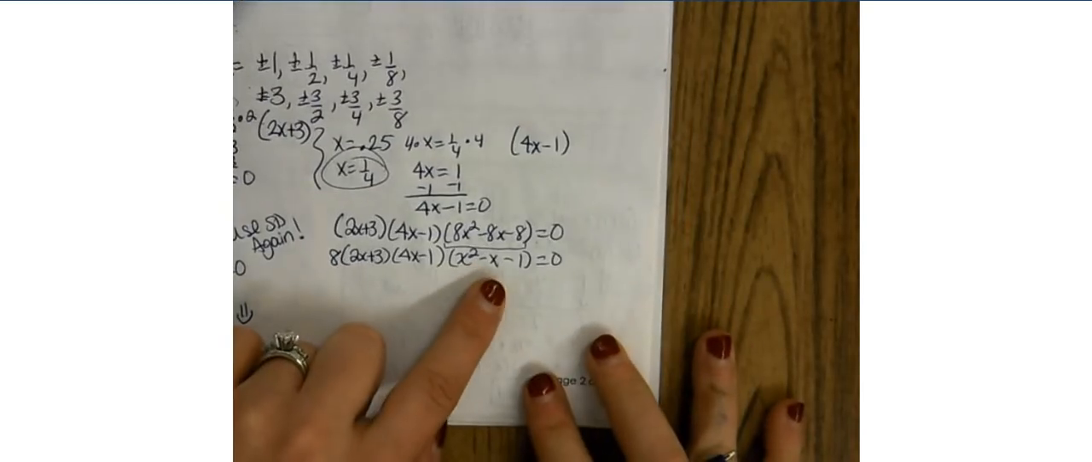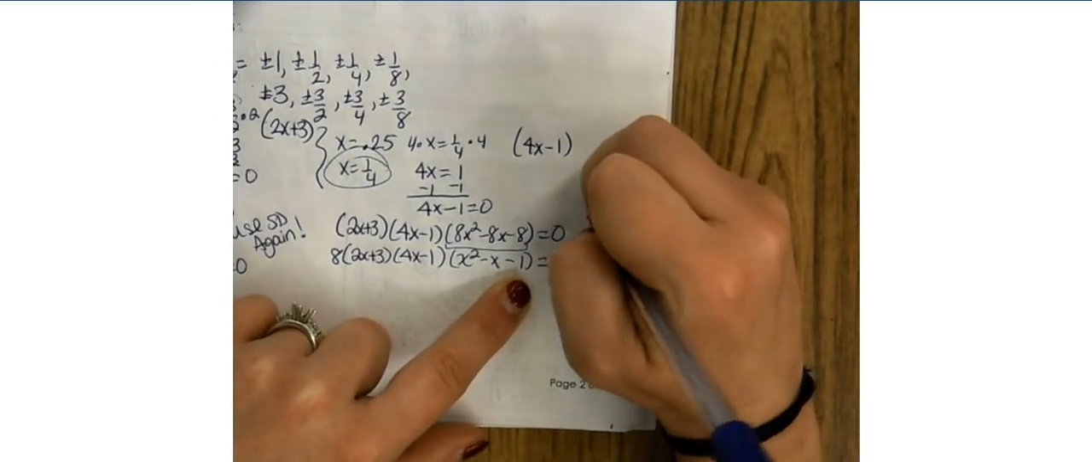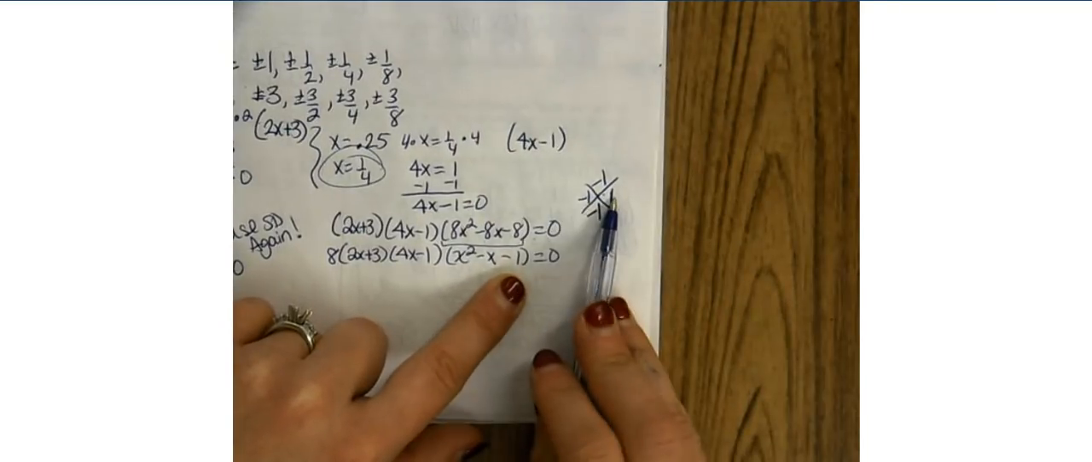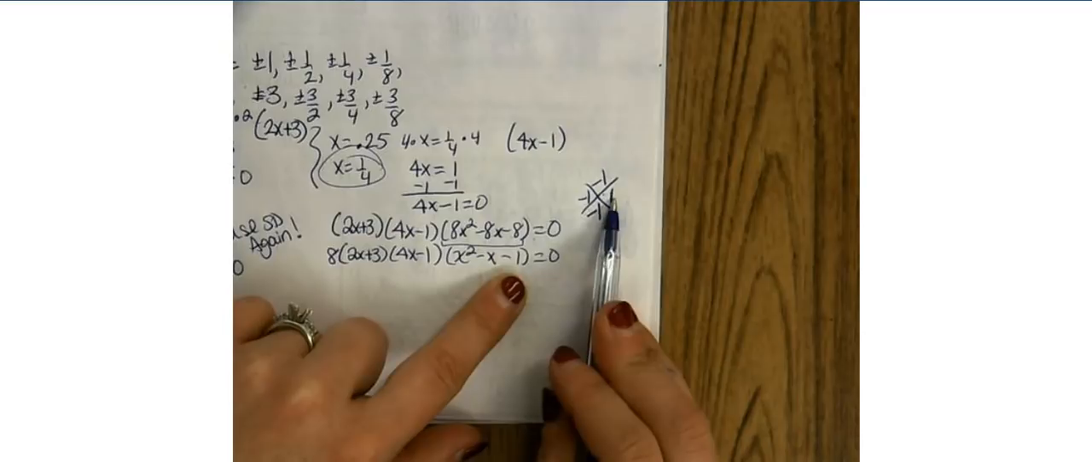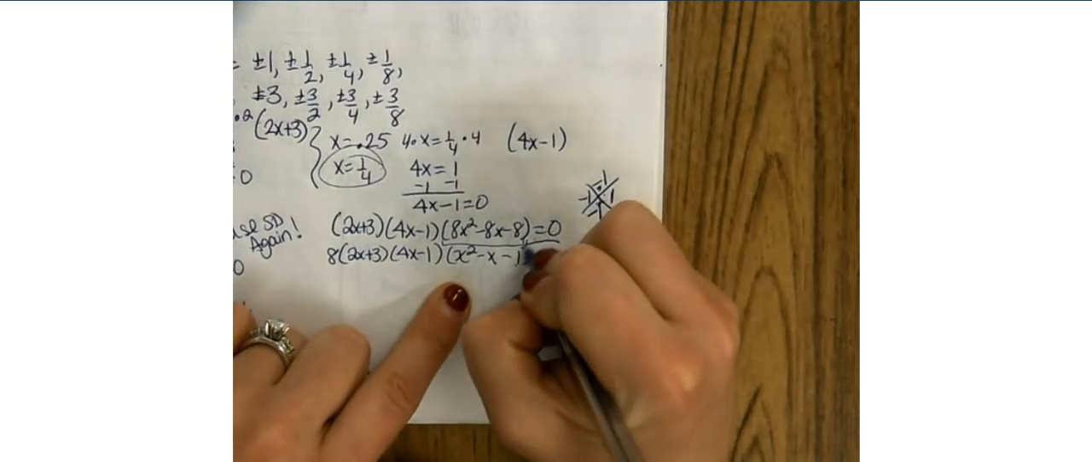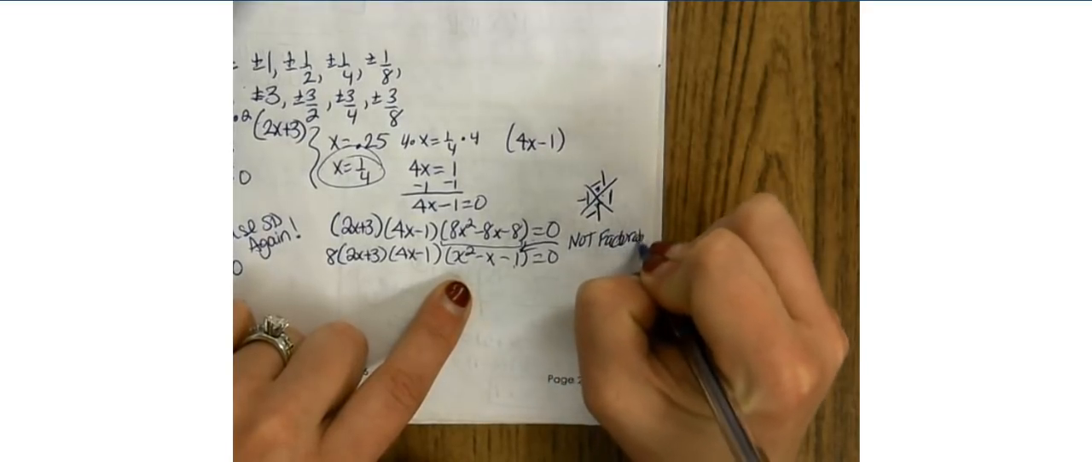So for x squared minus x minus 1, I have to figure out what two numbers multiply to equal negative 1, but together add to equal negative 1. So when I put negative 1 and positive 1 in, negative 1 plus 1 is 0. That's not negative 1. So that means that this is not factorable. But that's okay. Whenever you have quadratics that are not factorable, you use the quadratic formula. So we're going to use the quadratic formula.